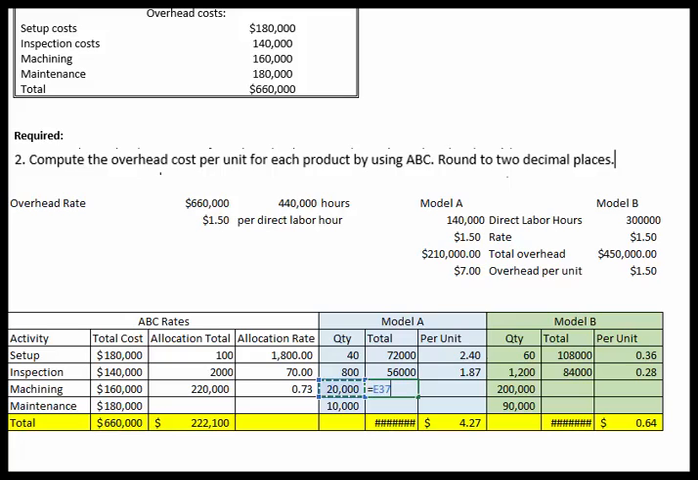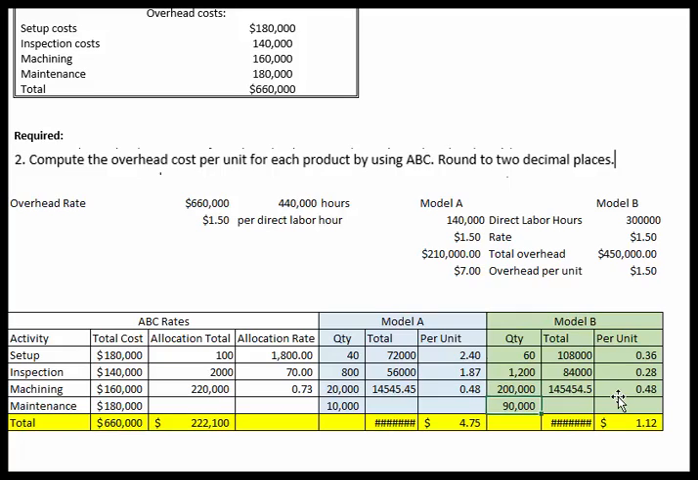The total then allocated to Model A is that amount, and on a per unit basis, you divide that over the 30,000 parts we're actually producing of Model A, which is 48 cents. Use the same thing for Model B. Take the 200,000 hours, multiply that by the 73 cents, and split this total amount over 300,000 parts. So 48 cents per part for both of those.